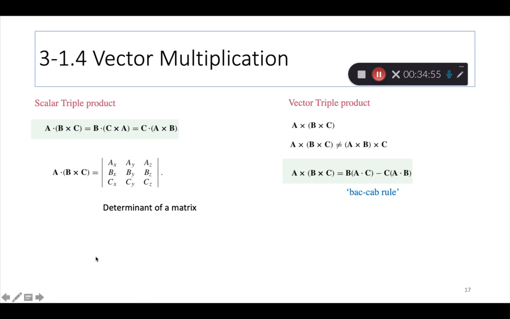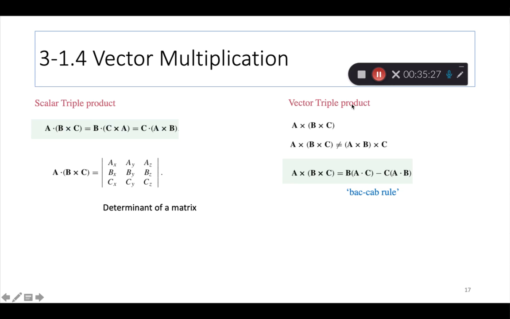Okay, scalar triple product. Again, you see the determinant form here. When you do this triple product, there's both a scalar version and a vector version. And you can see that A dot B cross C is B dot C cross A, C dot A cross B. And how to find one of these? You write the three coefficients again in a matrix form, do the determinant, and you will get a scalar quantity, which is the scalar triple product.